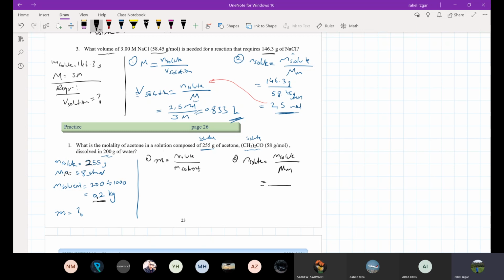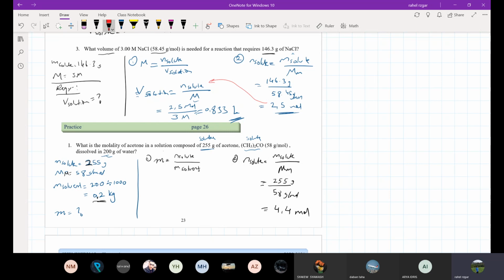So we divide 255 divided by 12 grams. Divided by molar mass, which is 58 grams per mole. We get around 4.4 moles. That's how we find mole.